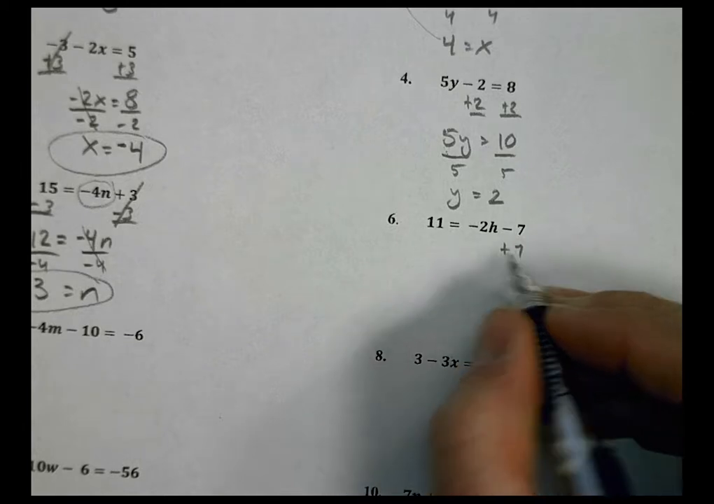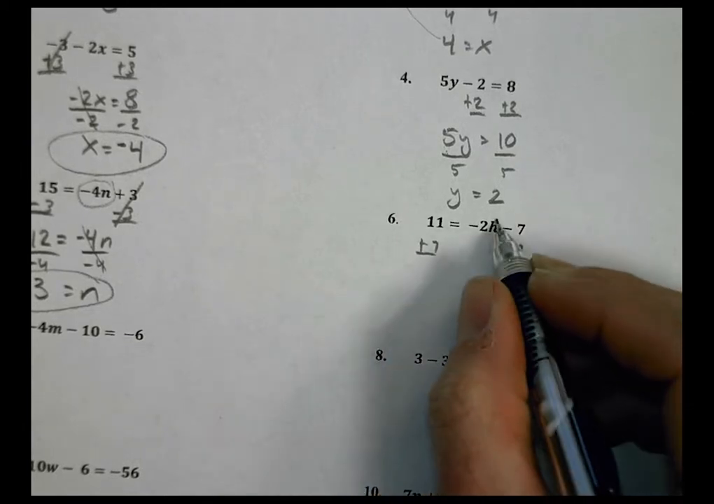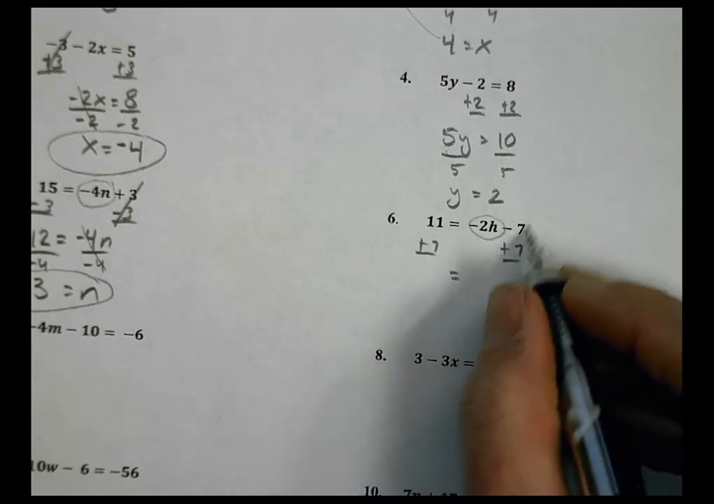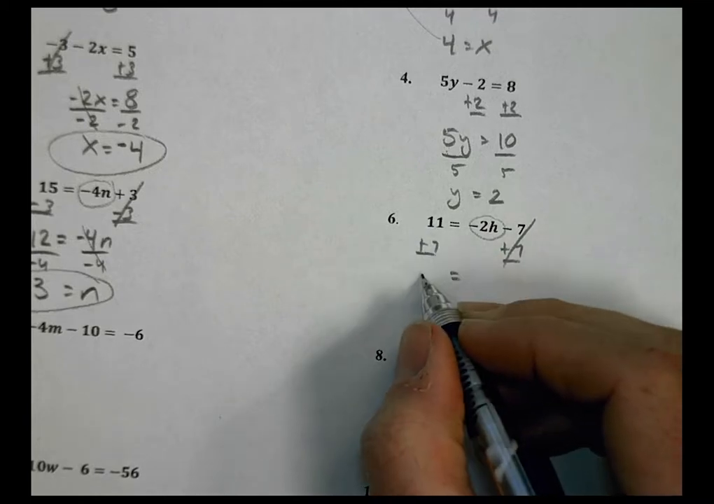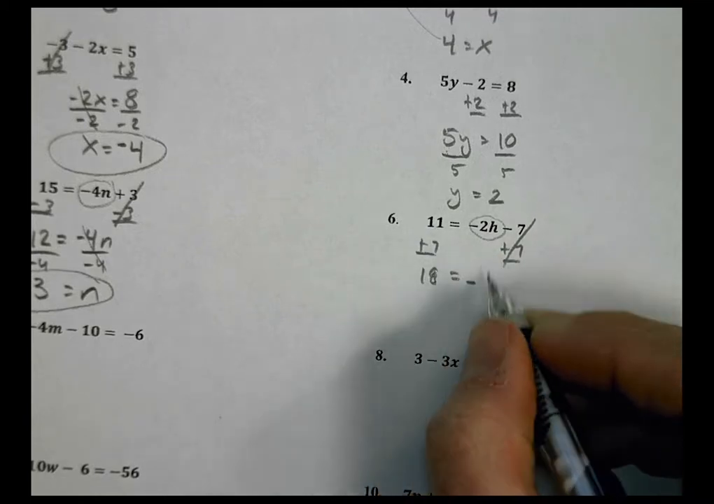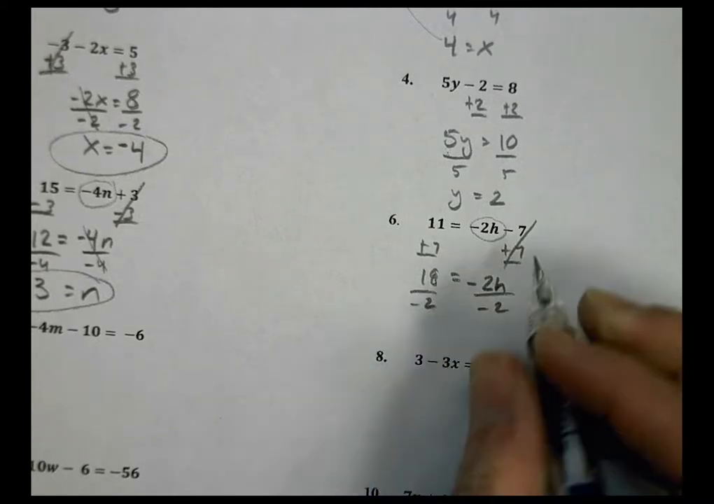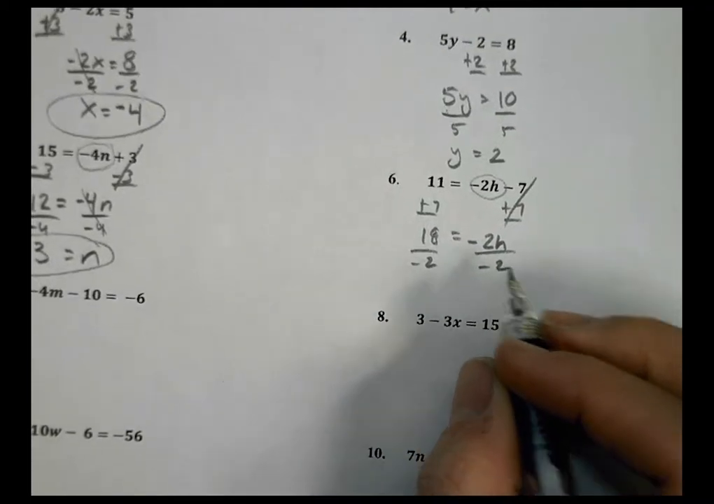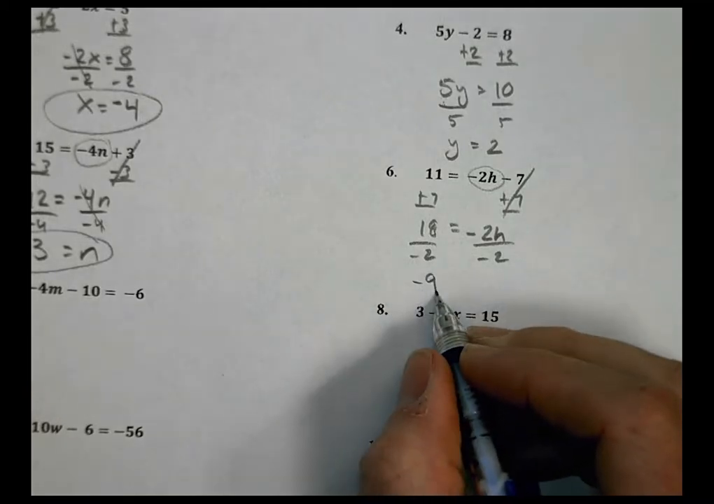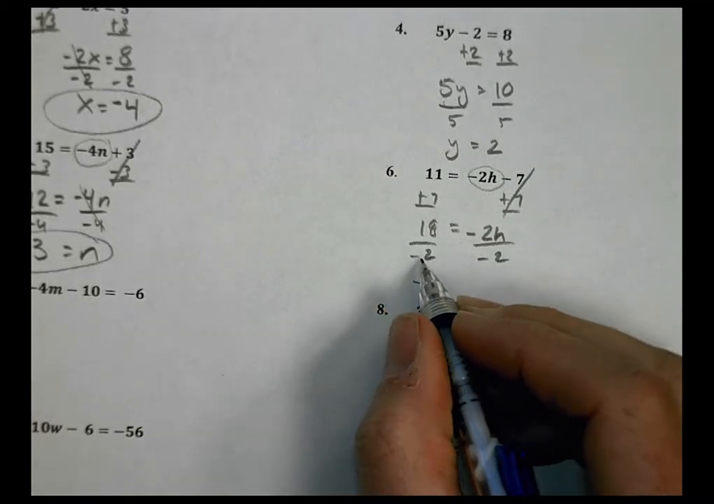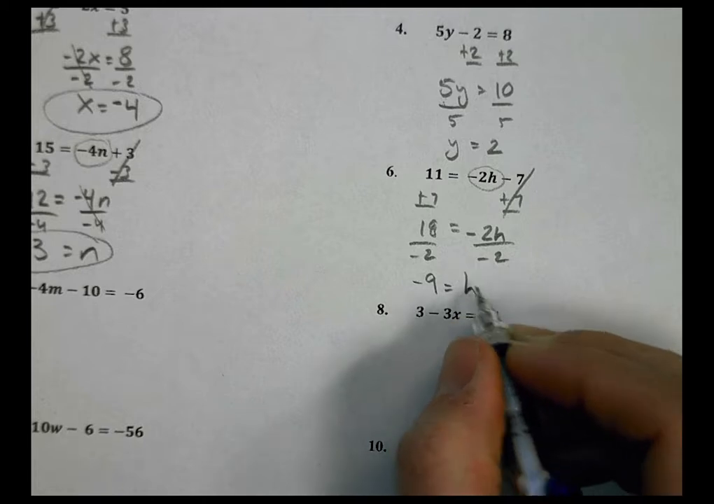Number 6, we're going to add 7 to both sides in order to get the negative 2h by itself. That goes away. 11 plus 7 is 18, and that's still equal to negative 2h. Divide both sides by negative 2. 18 divided by negative 2 is going to be equal to a negative 9. 18 divided by 2 is 9. Keep it negative, and that equals h.